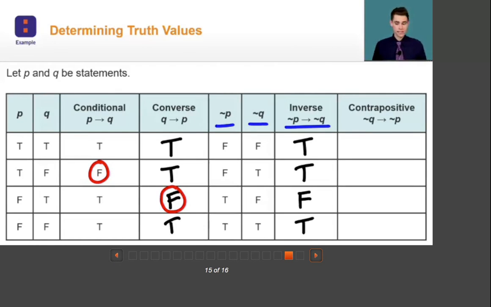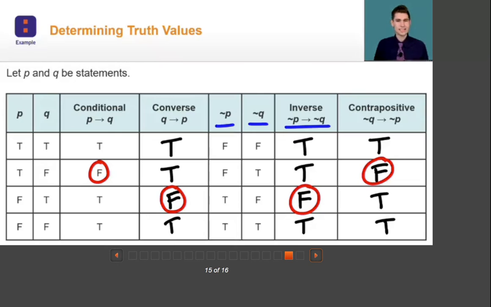Now, for the contrapositive, if both the inverse of Q and the inverse of P are false, then the contrapositive is true. If the inverse of Q is true and implies the inverse of P, which is false, then the contrapositive is false. But if the inverse of Q is false and implies the inverse of P, which is true, then this is true. And if both are true, then the contrapositive is true. So notice here that the inverse and the contrapositive are false only if a truth is implying a false.